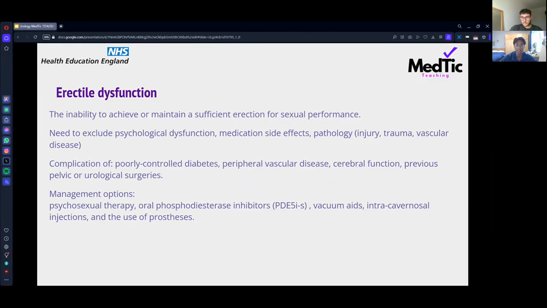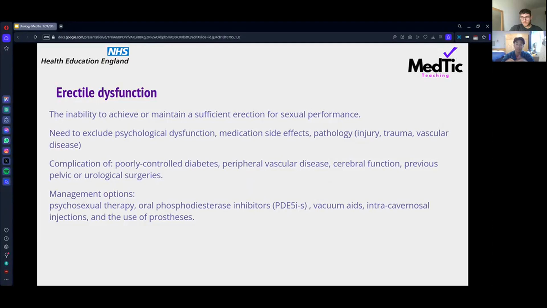In terms of the management options for erectile dysfunction, once you've pinned down the cause, you can have options like talking therapies or psychosexual therapies for those who need a bit of psychological support, as this can cause quite a strain on people's relationships, which can lead to a cycle: erectile dysfunction, then the relationship doesn't function as well, so it just loops essentially.